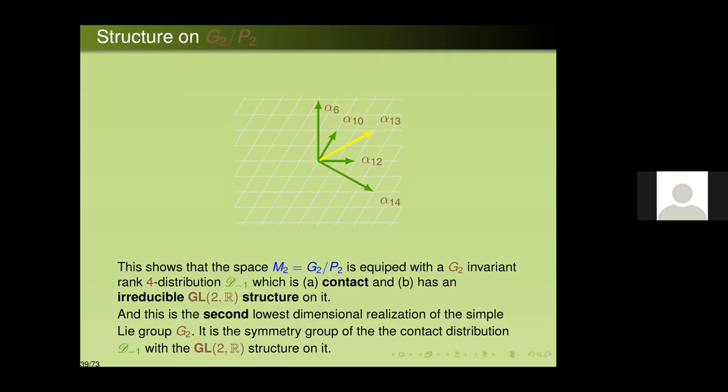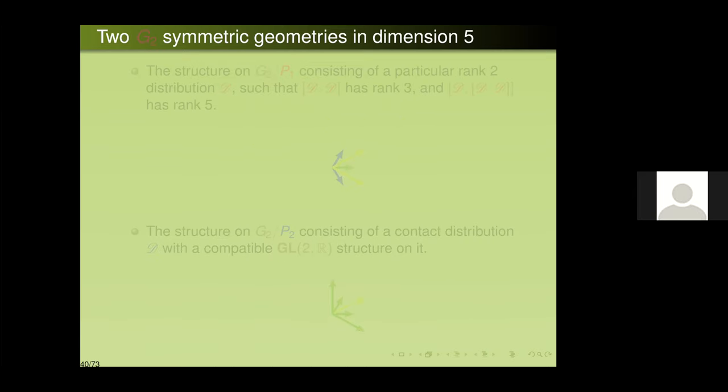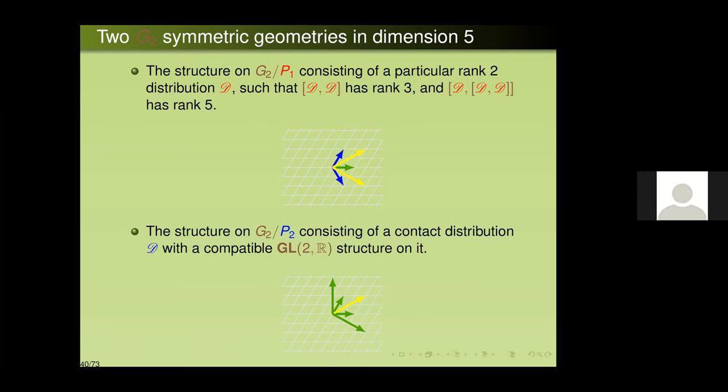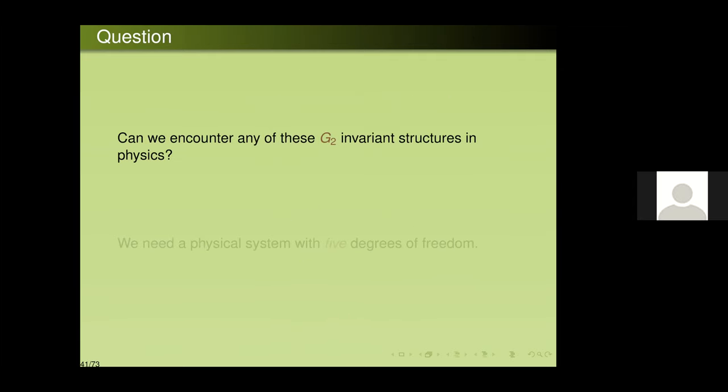So from pure math, you will see that there are at least two different five-dimensional realizations of the group G2. And now the question is, can we see these things, either this 2-3-5 distribution in dimension 5, or this contact distribution with GL2R structure on it, naturally in some physics problems? So that's my last part of the story. I would like now to find some 5-manifolds naturally appearing in physics that have this structure or this structure. Okay. So first I have to choose some 5-dimensional manifold.